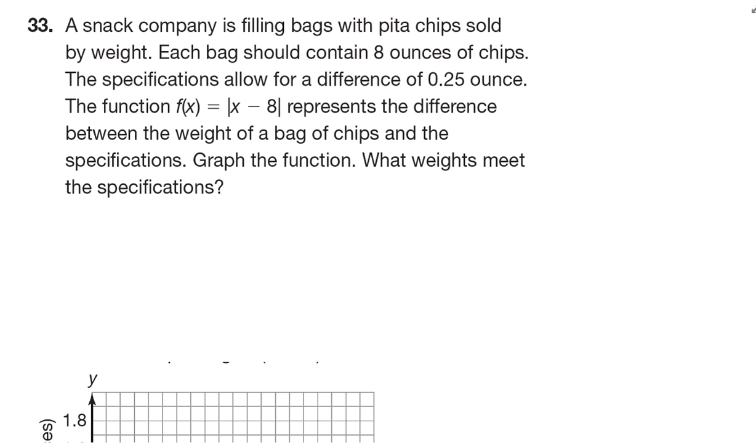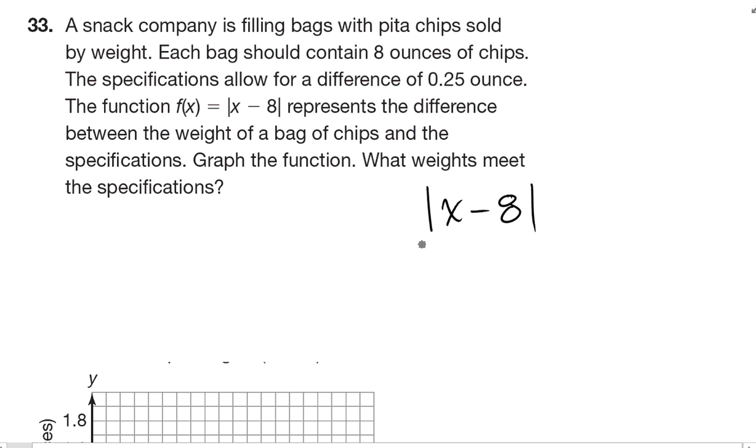One of the things that I know is I can look at this totally graphically, but I also want to look at it algebraically. I know that this relationship here, the absolute value of x minus 8, is the function that represents the difference between an actual bag and the specification. Remember, the reason why this is an absolute value is bags could be slightly more full than the 8 ounces, and they could be slightly less than that. If they're slightly more than 8 ounces, this would be a positive number. If they're slightly less than it, this would be a negative number.